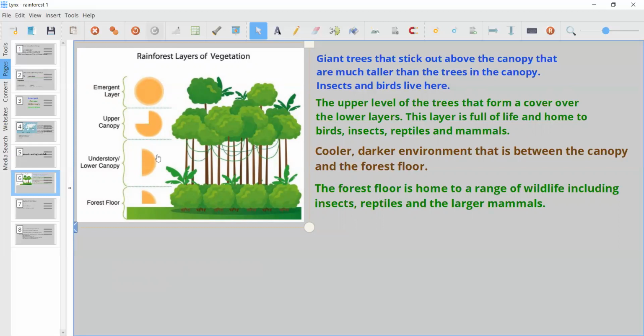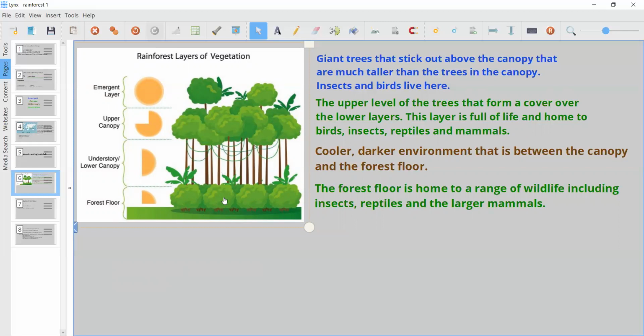Then underneath the upper canopy, you've got the lower canopy, which is a darker environment, obviously, because it's underneath all this vegetation, all these leaves and branches of the canopy. So it's a darker space down here. That's why I put it in kind of brown to represent the trunks and the darkness of it. So it's cooler and darker before you hit the forest floor.